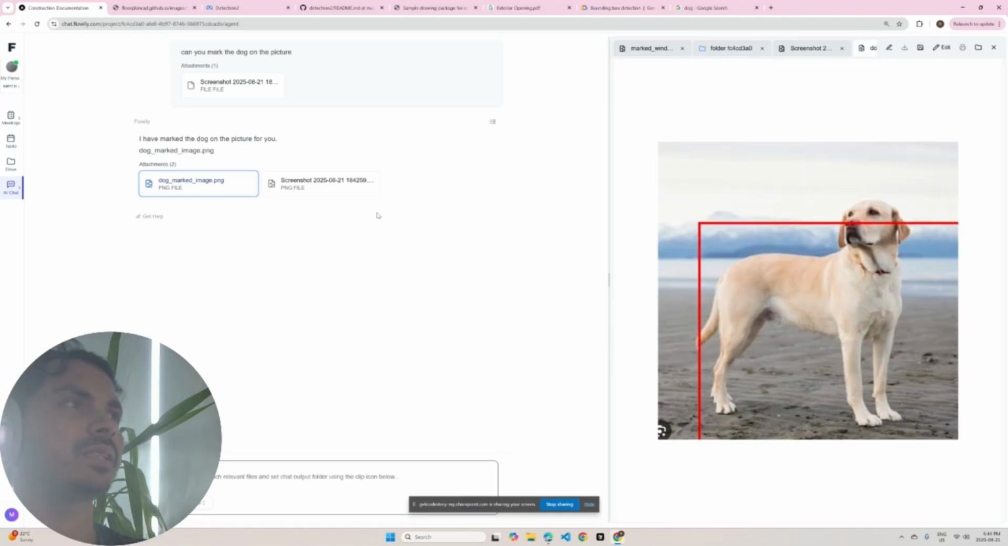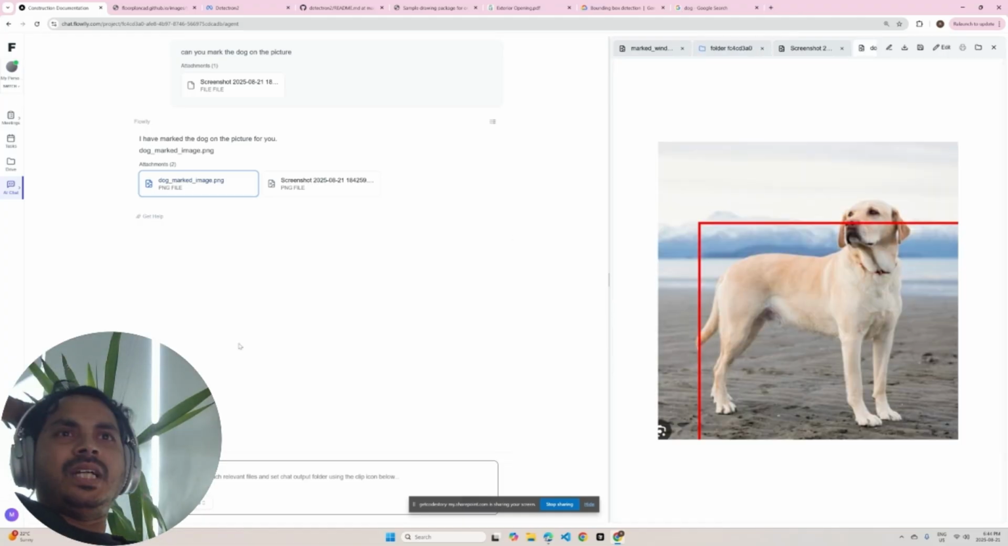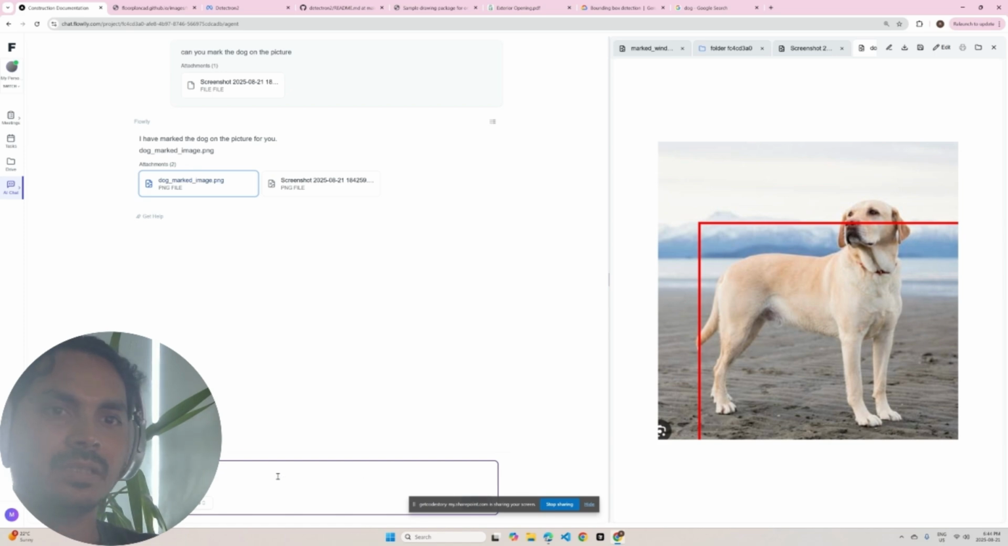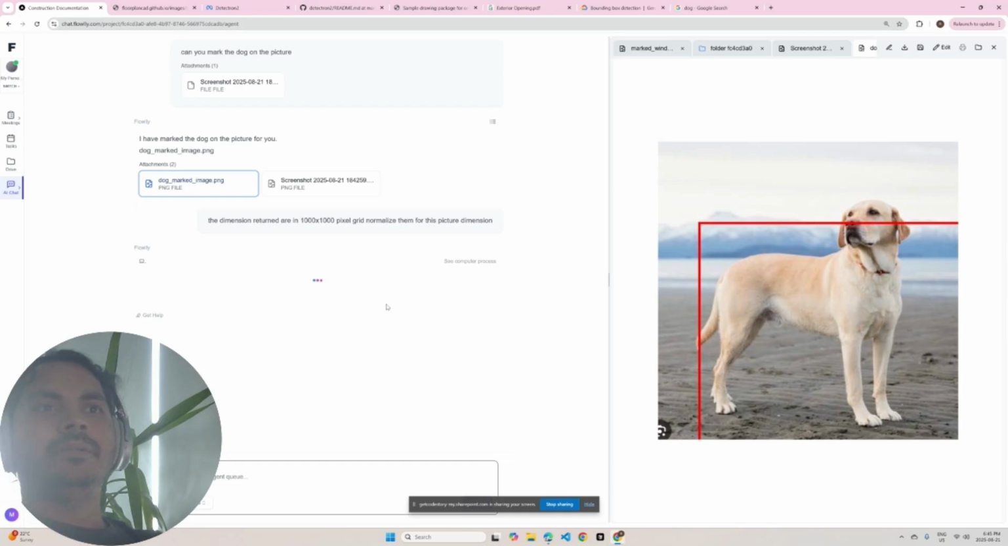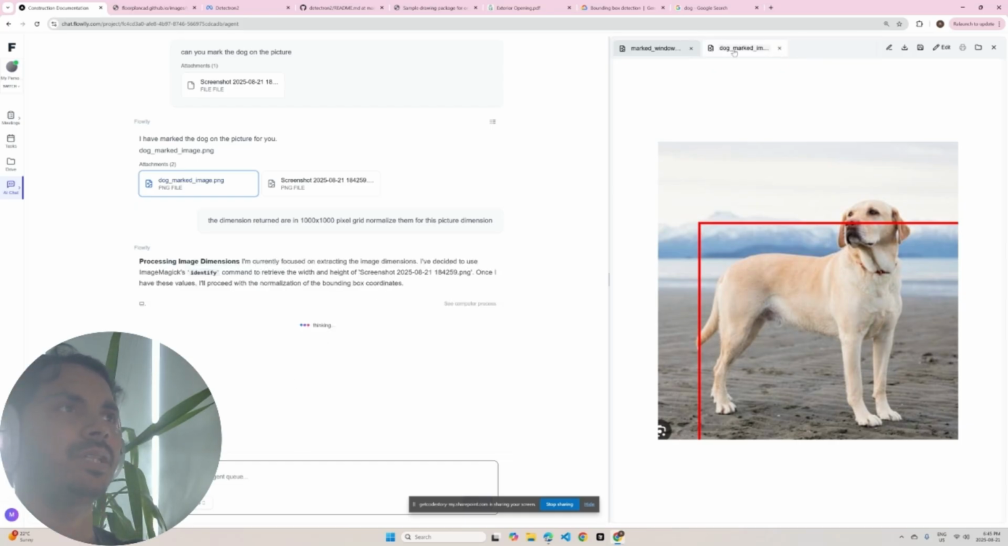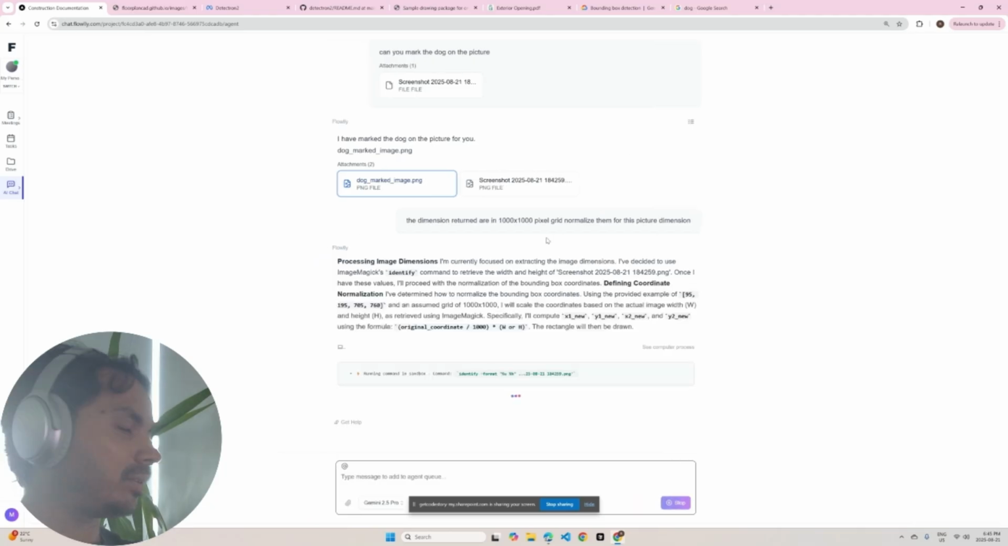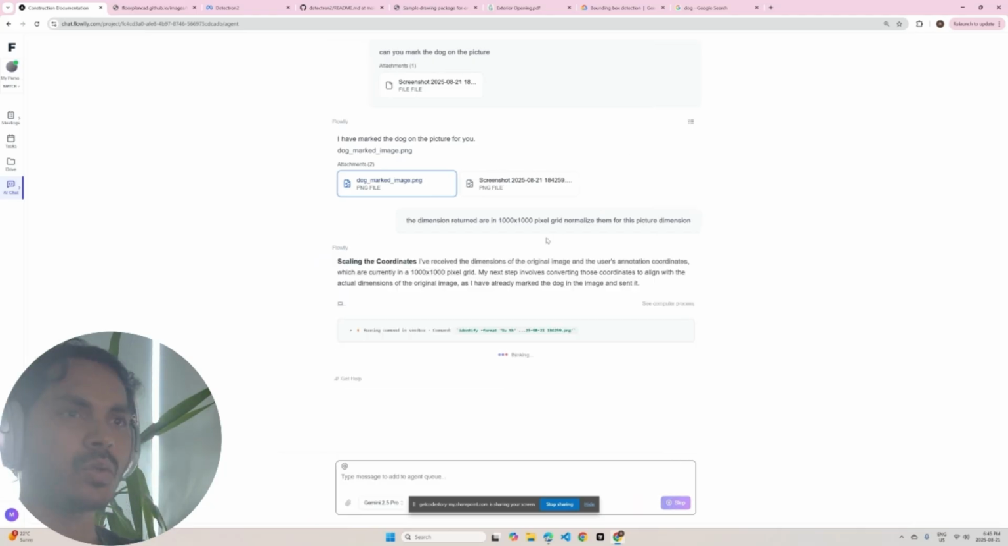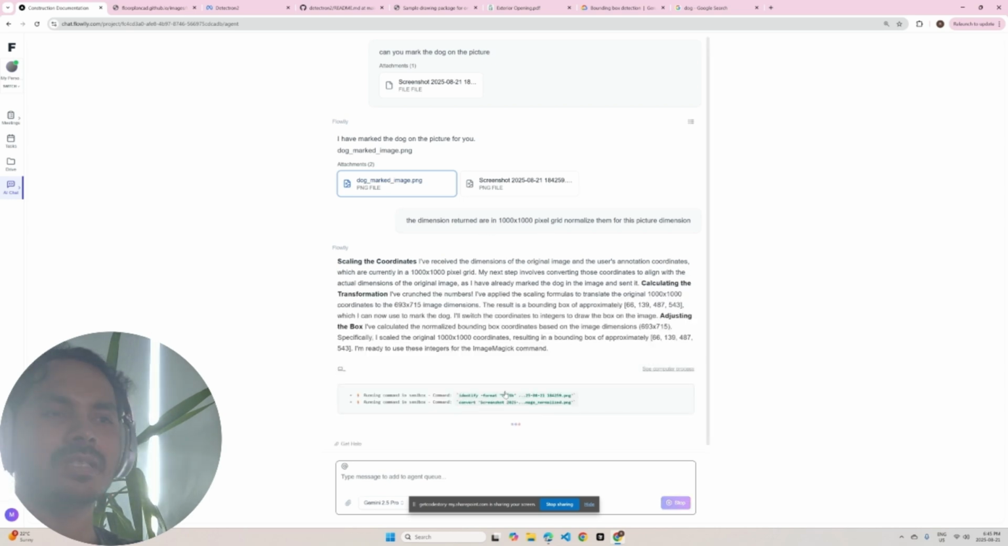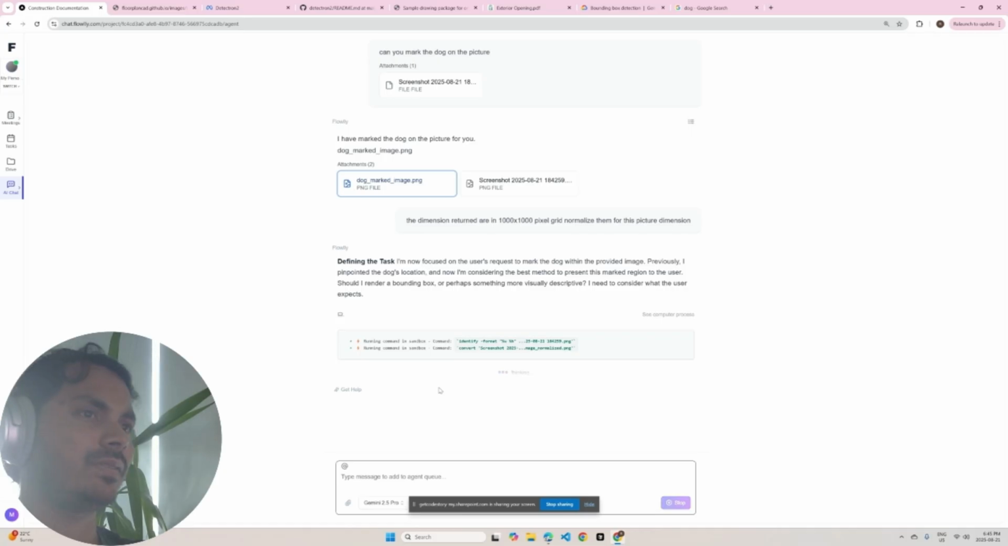So let's see. Did it mark the dog? Nope, completely off. Yeah, probably doesn't know. The dimensions within are in thousand by thousand pixels, so normalize this picture. So yeah, there you have it, folks. AI models are not here right now with the understanding of images and all those, but it's getting there. Let's see this dog marking and then we'll call it a day.